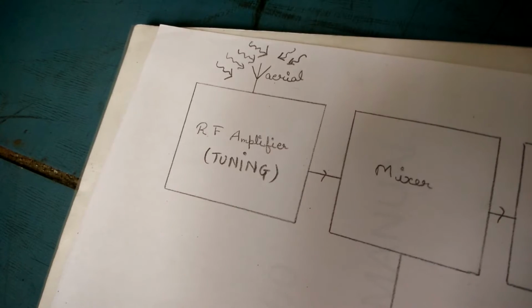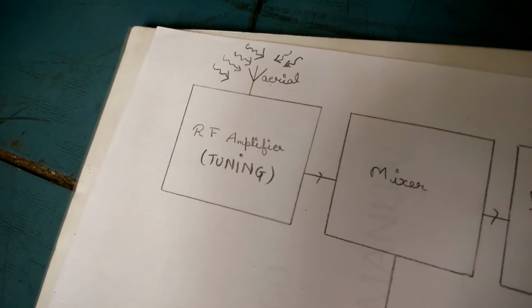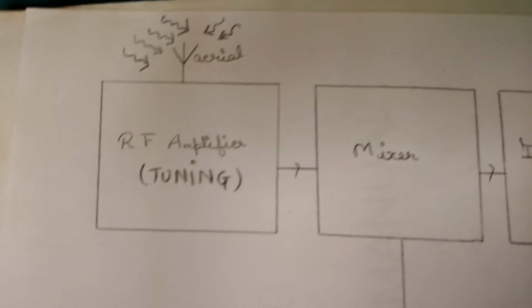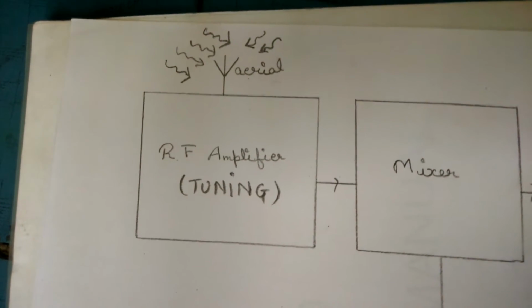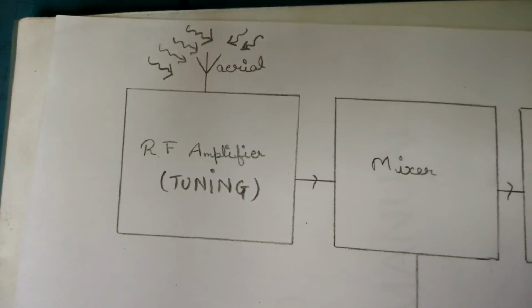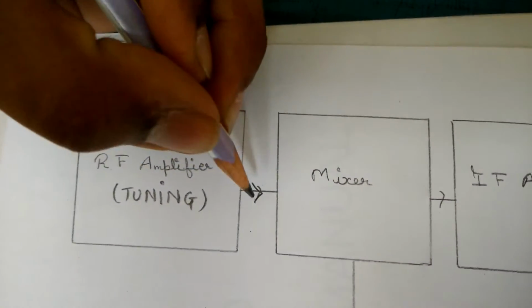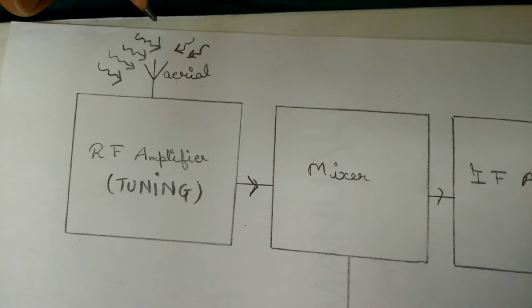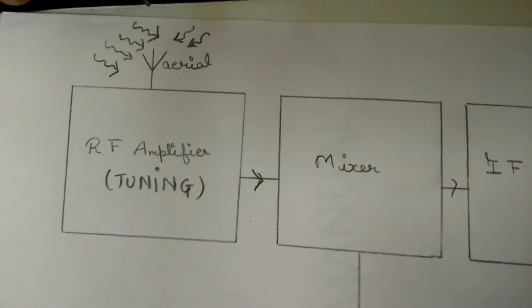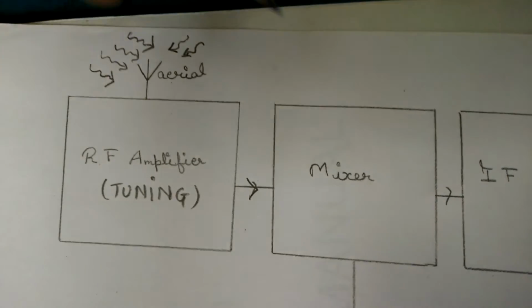In cheaper receivers, the tuning is fixed and the tuning filter is wide enough to pass all signals in the FM band. The selected frequency is then applied to the mixer. The mixer and the oscillator form a frequency changer circuit.